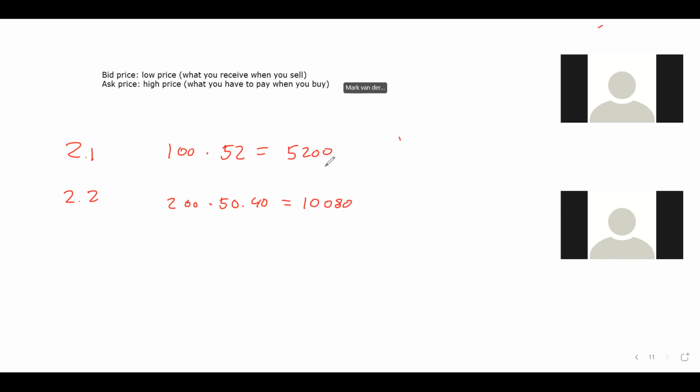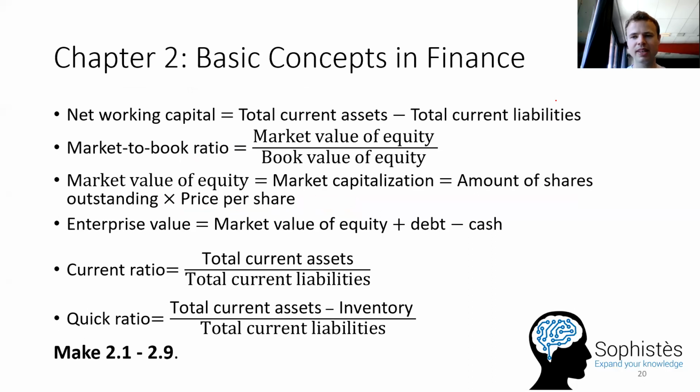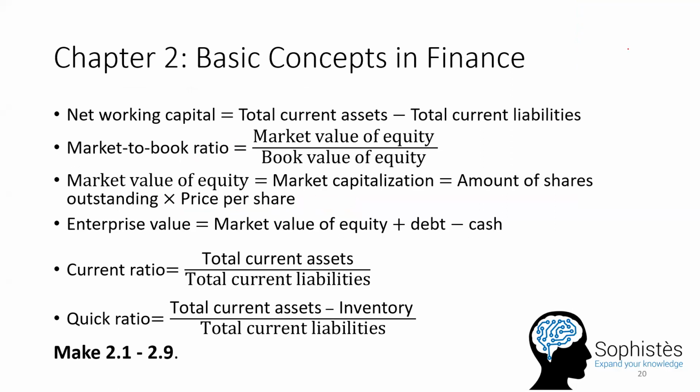So you just have to know the definition of the bid price and the ask price and the bid-ask spread, which is the difference between those two. Okay. So you will see that chapter 2 is really easy. It's just memorization. Okay, so what you have here is all the formulas about chapter 2. So I will make a screenshot of this.